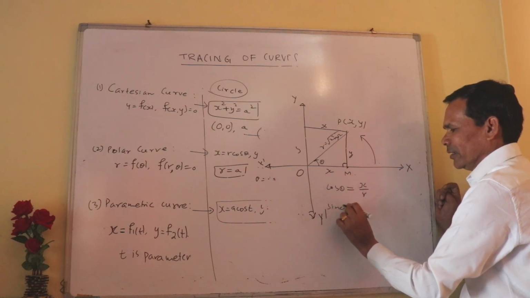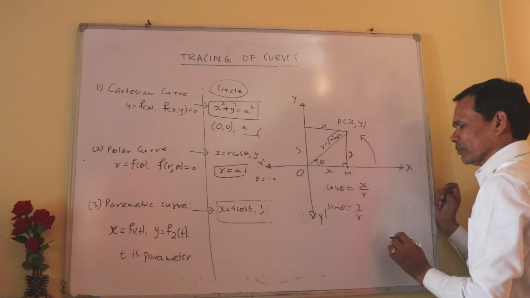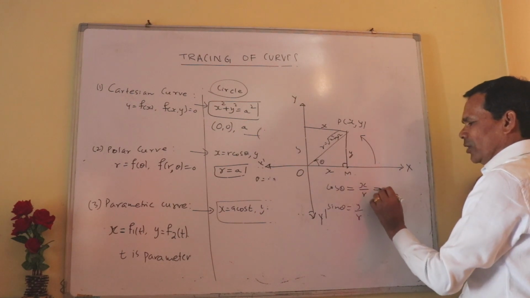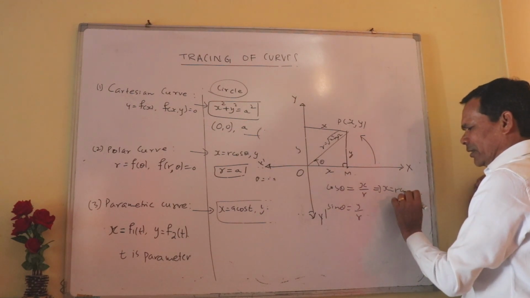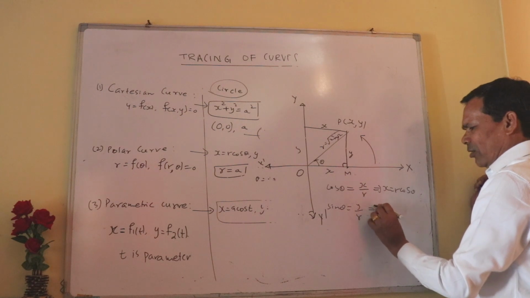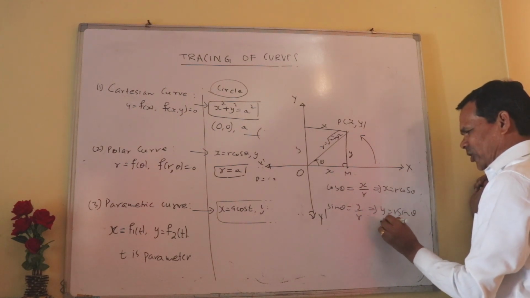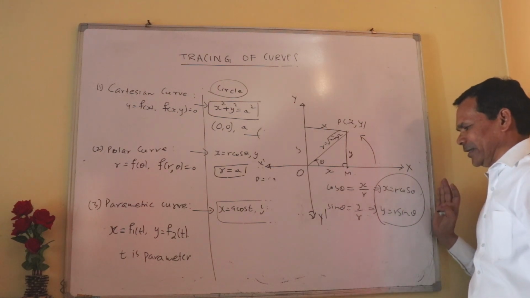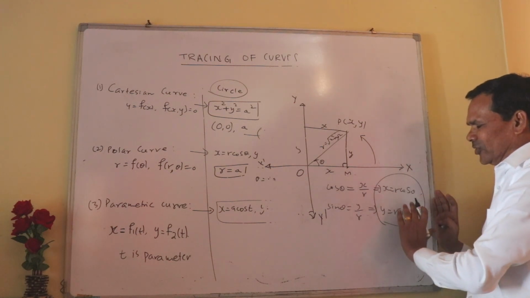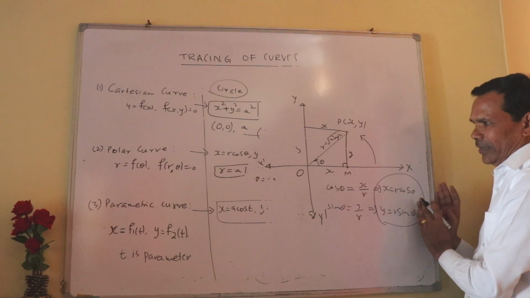Sin theta is y upon r, so x is equal to r cos theta. That's what we have used right now. y is equal to r sin theta. So this is the expression of x and y in terms of r and theta. These are the relations between Cartesian and polar coordinates.